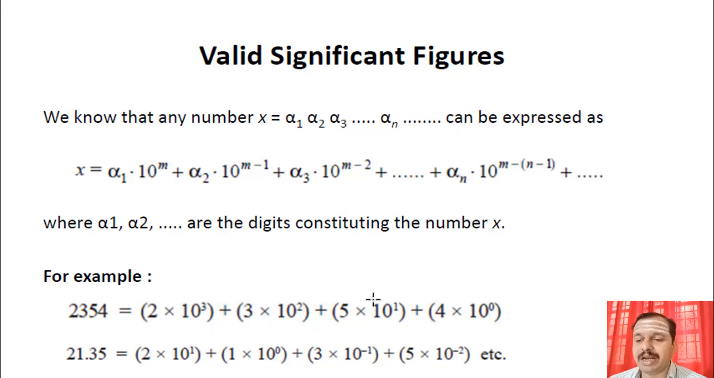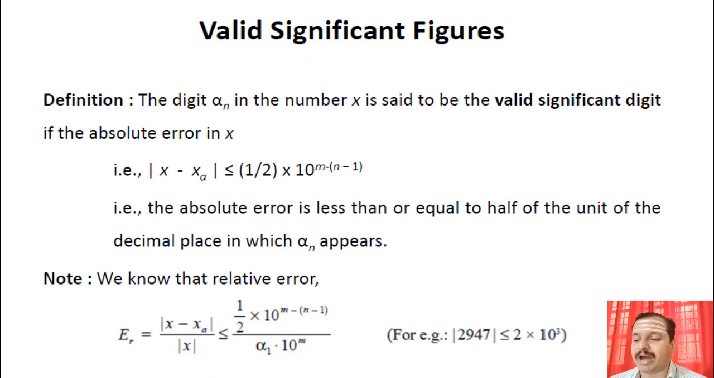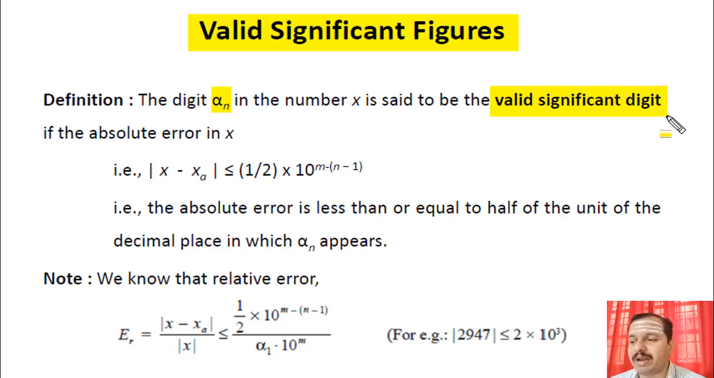Now let us go for the formal definition of valid significant digits. So how to define the valid significant digit? Valid significant digit means, I have told you that x contains many different digits. x is a number which is the combination of several digits like alpha 1, alpha 2, alpha 3, dot dot dot, alpha n, dot dot dot. So if alpha 1 is a valid significant digit in the given number x, the digit alpha n in the number x is said to be a valid significant digit if the condition is here.